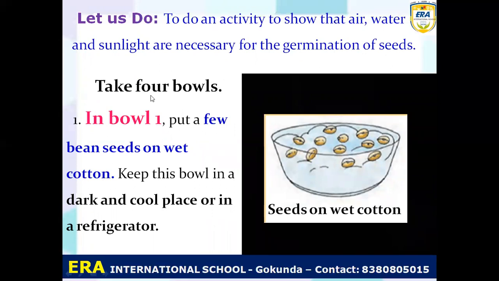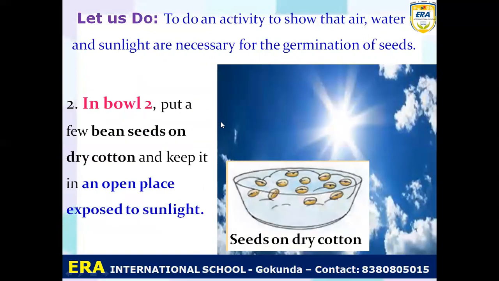So let us do an activity to check which factors are necessary for the growth of seed or plant. Here we have to take four bowls. In the first bowl, we take some bean seeds. The bean seeds are kept on wet cotton, and that bowl is placed in a dark room, which means there is no sunlight. Second, in the second bowl, we take bean seeds placed on dry cotton. There is no water in that bowl, and this dry cotton with the bean seeds is placed in the presence of sunlight.